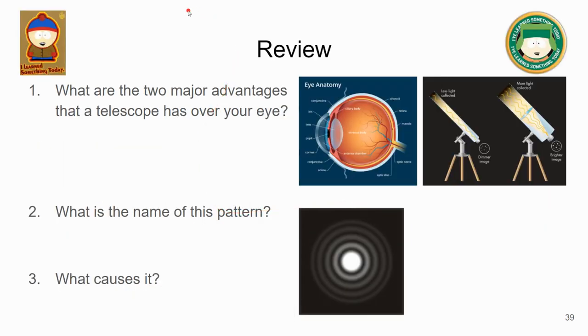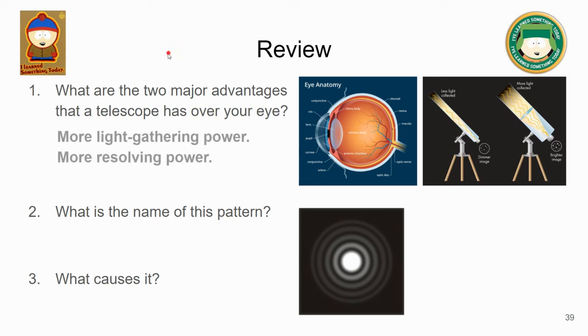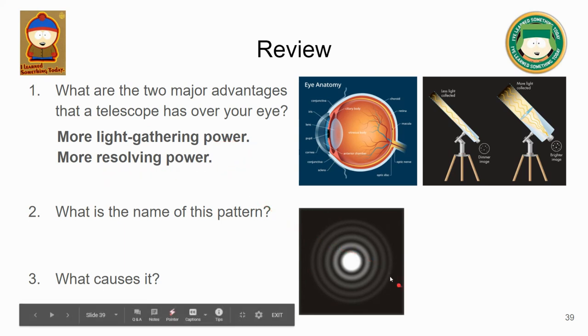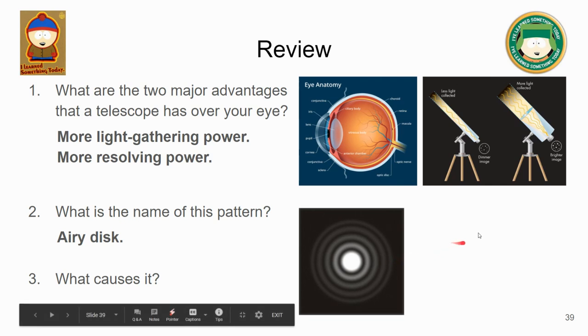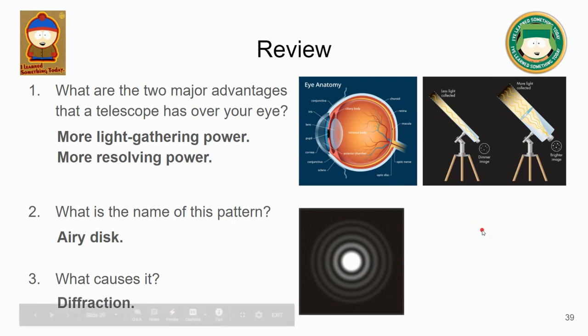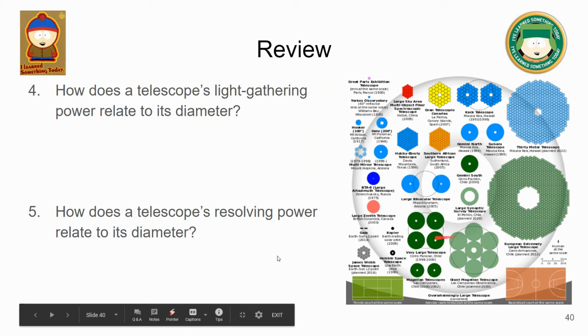So to review, what are the two main advantages that a telescope has over your eye? Well, last time we talked about it having more light gathering power. Today we talked about it having more resolving power. Now, what is the name of this pattern we're seeing over here? That is an Airy disc, named after George Airy. And what causes Airy discs and diffraction limited optics? Well, there it is. It's diffraction. Diffraction is what causes diffraction limited optics. Yeah, diffraction gives you Airy discs.